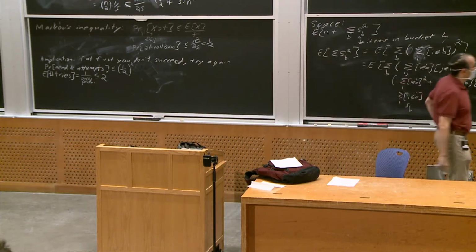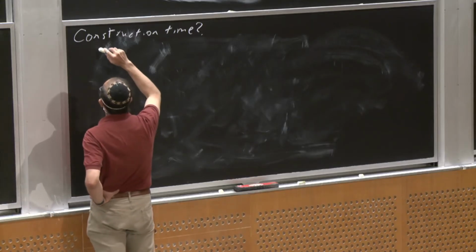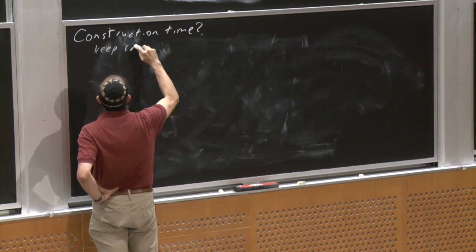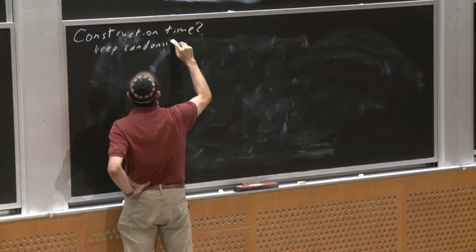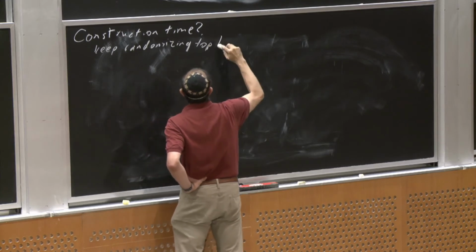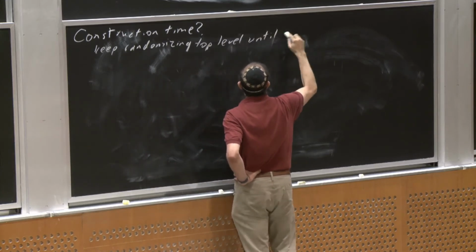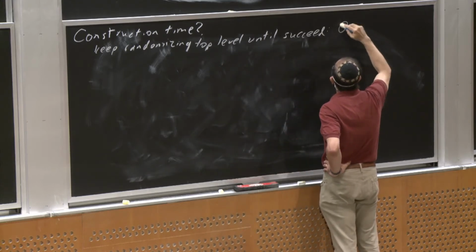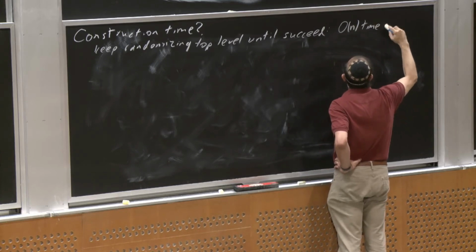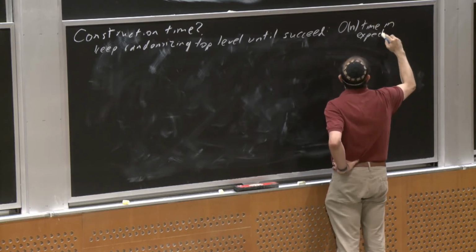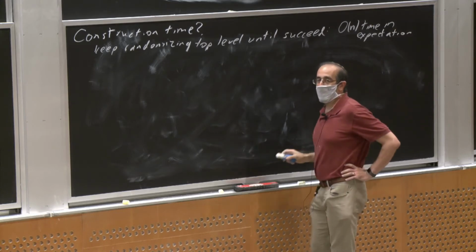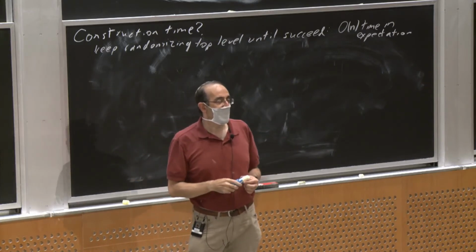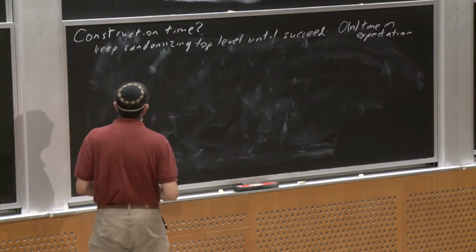So all of this means that you use this amplification technique, right? You keep randomizing the top level until you succeed, right? And this is going to take order n time in expectation. Because each try is going to take you linear time to spread out the items and count up the squares of the bucket sizes, right? So it takes you order n time to find a good top-level hash function.